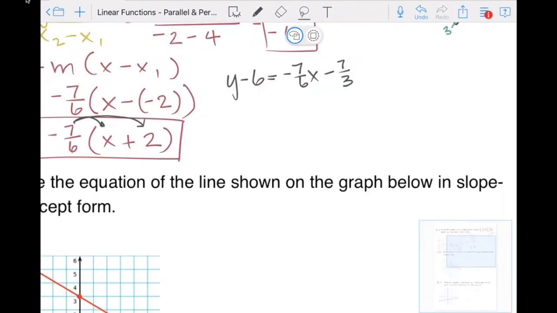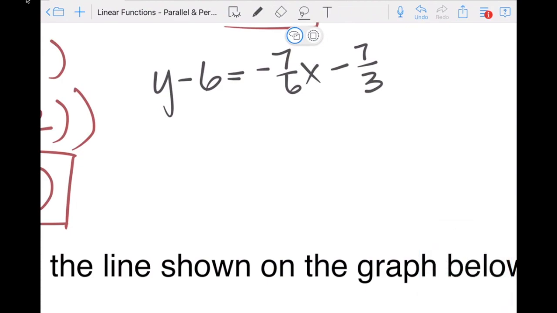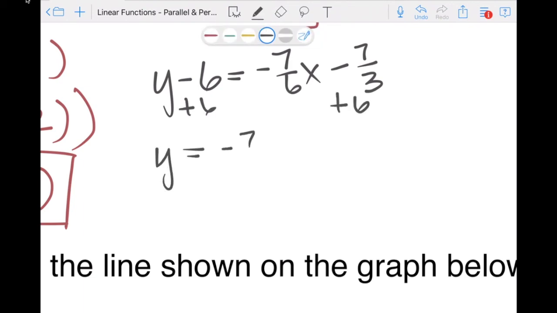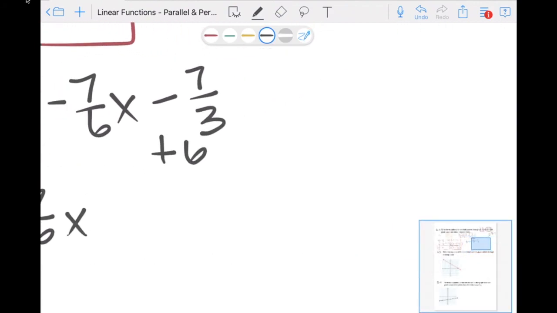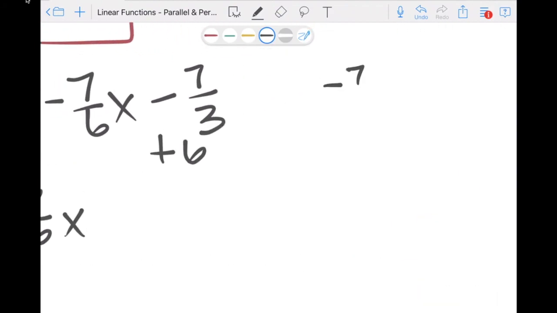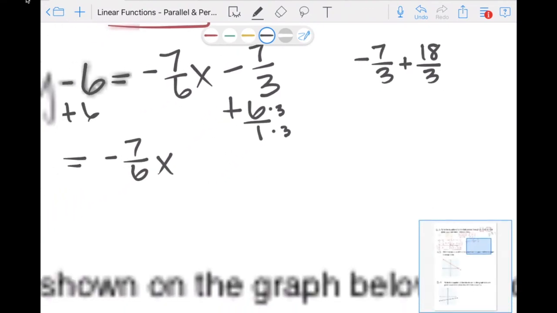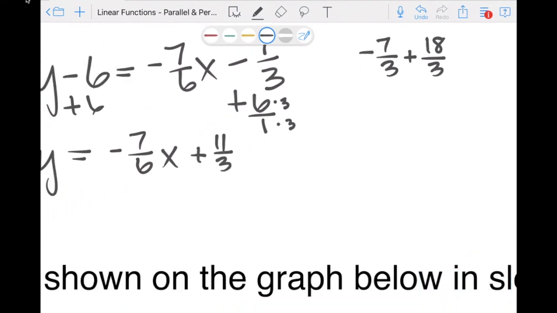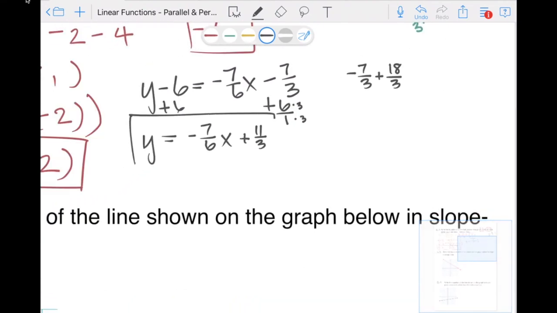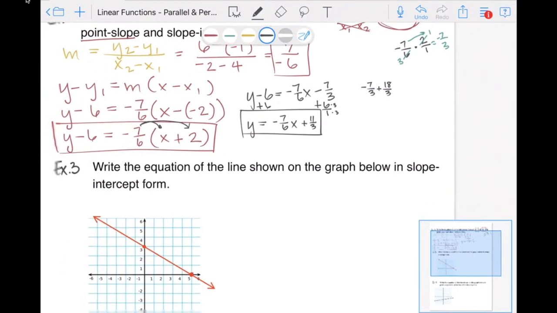Okay, so we still need to get it into slope-intercept form. We're closer, but we're not quite there yet. So we need to add 6 to both sides. So we've got y is equal to a negative 7 over 6 x. And then here, remember, we need common denominators. So negative 7 over 3 plus 6. This is 6 over 1, so I need to multiply top and bottom by 3. So that ends up being plus an 18 over 3. And then negative 7 plus 18 is going to give us a plus 11 over 3. And now we have our equation in slope-intercept form.